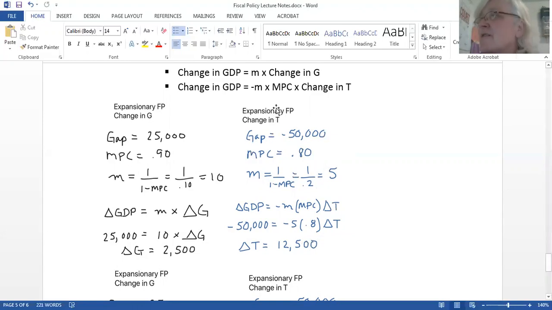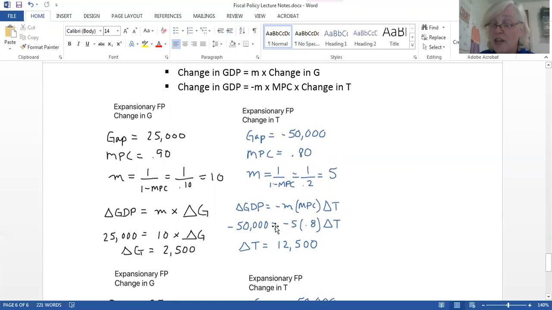Oh, shoot. This one says expansionary fiscal policy. It's actually contractionary, okay? This is supposed to be contractionary fiscal policy in this case. So we're contracting, that negative sign, okay? And what we're gonna do in this case, our MPC is 0.8. That gives me a multiplier of 5. I put it into the formula. My multiplier is now 5.